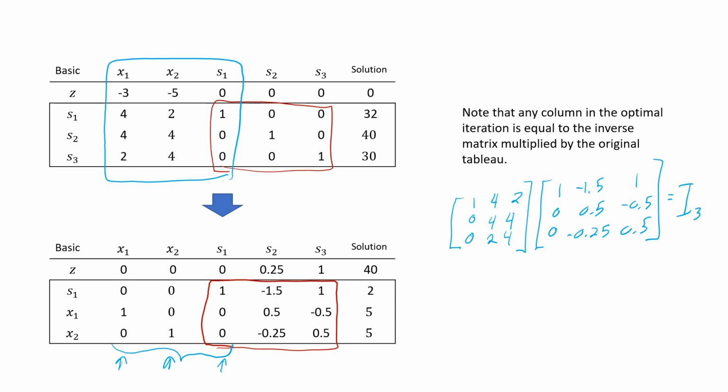Note that any column in the optimal iteration is equal to the inverse matrix multiplied by the original tableau. So even if you take one of your other columns, so if I were to take the S3 column, multiply it by this inverse, I am going to get what I originally started with for that column. So there's a very close relationship. You're essentially hiding row operations inside your tableau as you solve for this, and it's related to the dual.